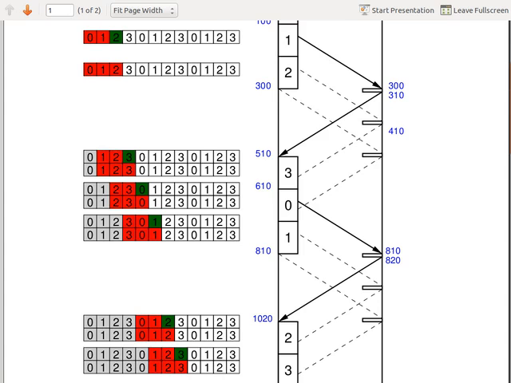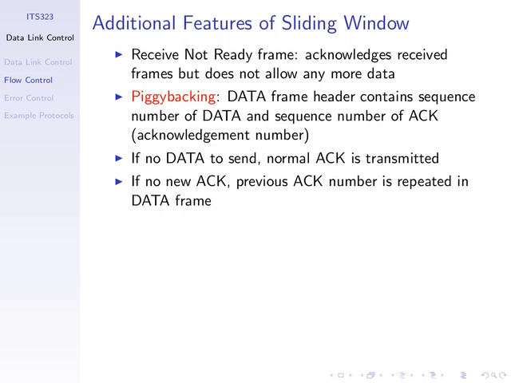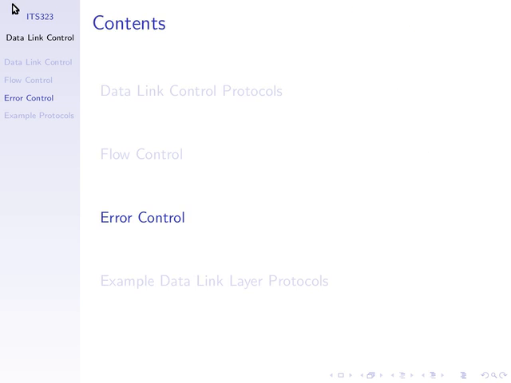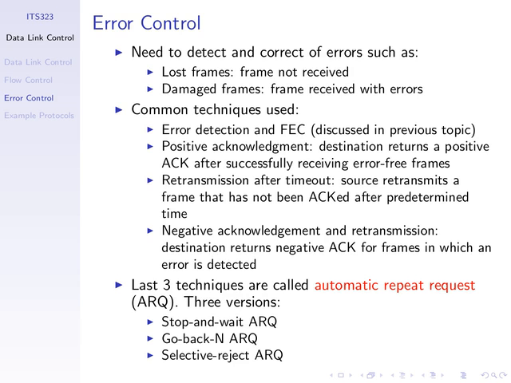Let's see if we've finished this topic. That brings us to the end of sliding window, or generally end of flow control. The next topic, and the last one on data link control protocols, very similar but error control. We won't go through it now.